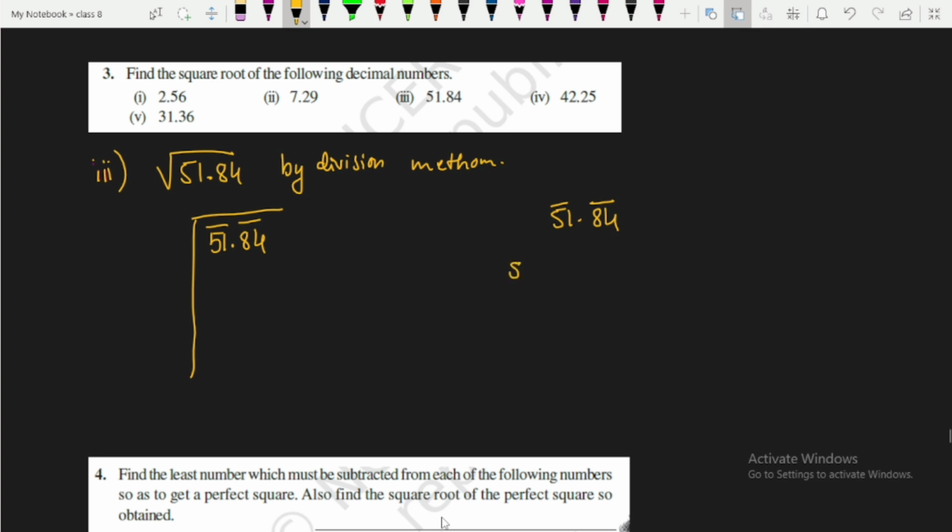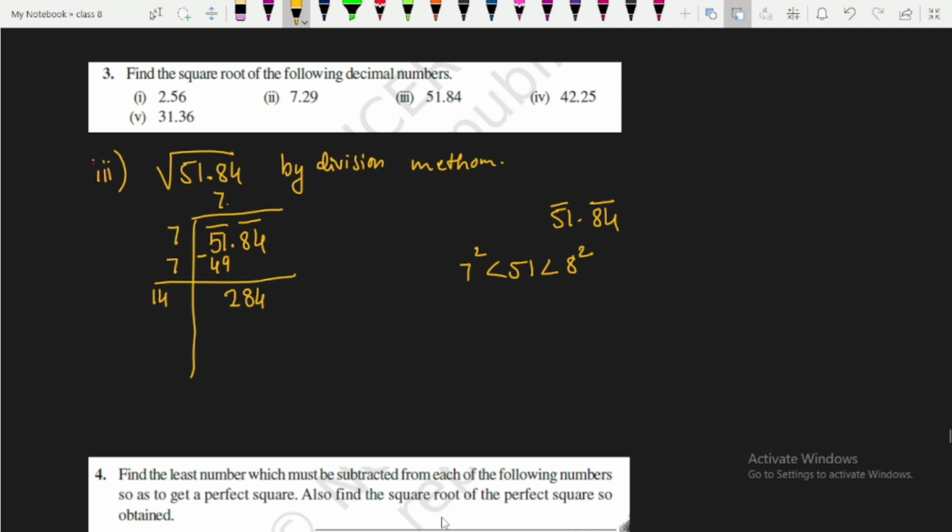Now the first step is 51. We choose between two square numbers, 7 square and 8 square. We choose 7, and write 7 in the place of quotient also. Its multiplication you write here, 49, and its addition you write here, 14. Now you subtract 51 minus 49, it is 2. Next you take the next bar, 84, down to the step below.